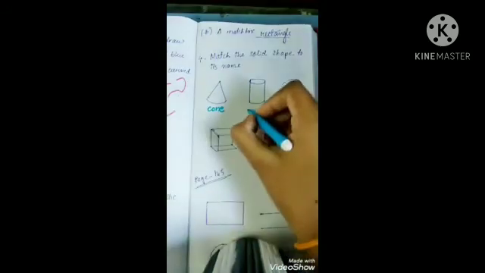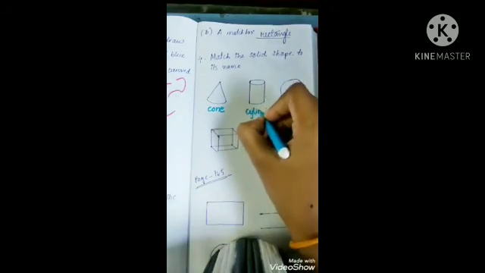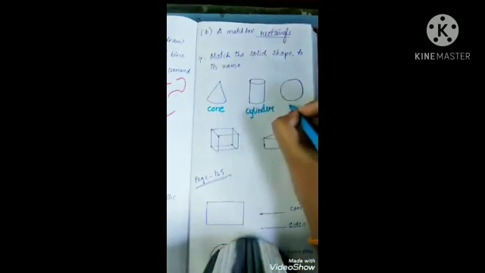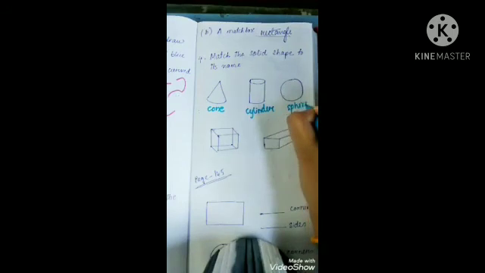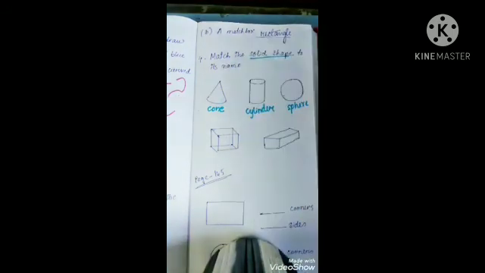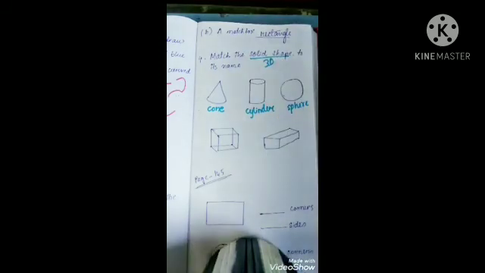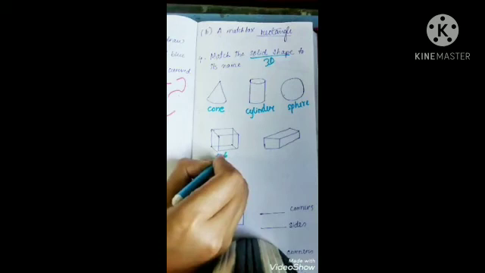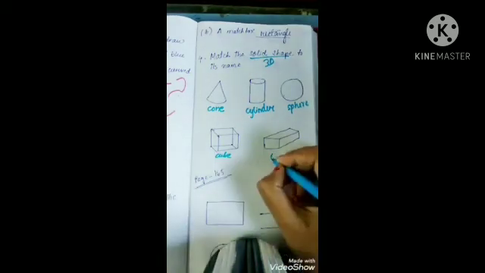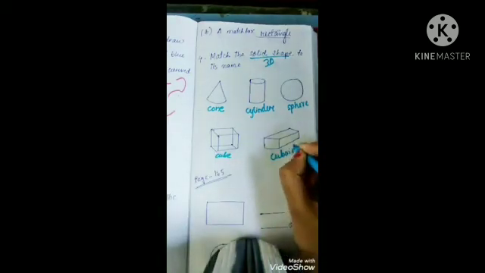Okay, and this one is a cylinder. Okay, cylinder shape. This one is a sphere. Okay, so it looks like a circle, but I'm writing sphere. Why? Because here it is a solid shape. That means a 3-dimensional shape. Okay, and here this one is called a cube, as I told you earlier, and this one is a cuboid. Okay, cuboid.